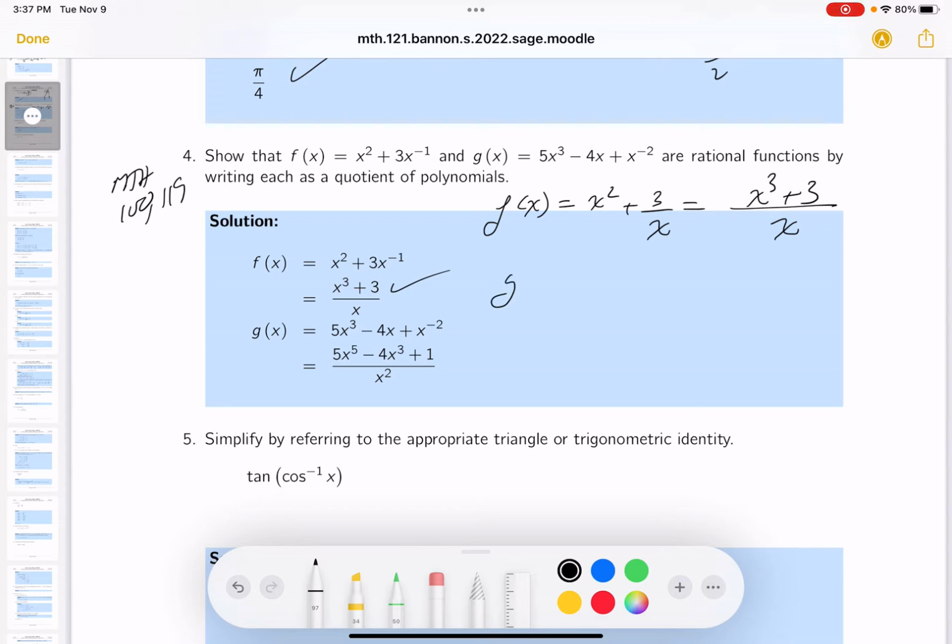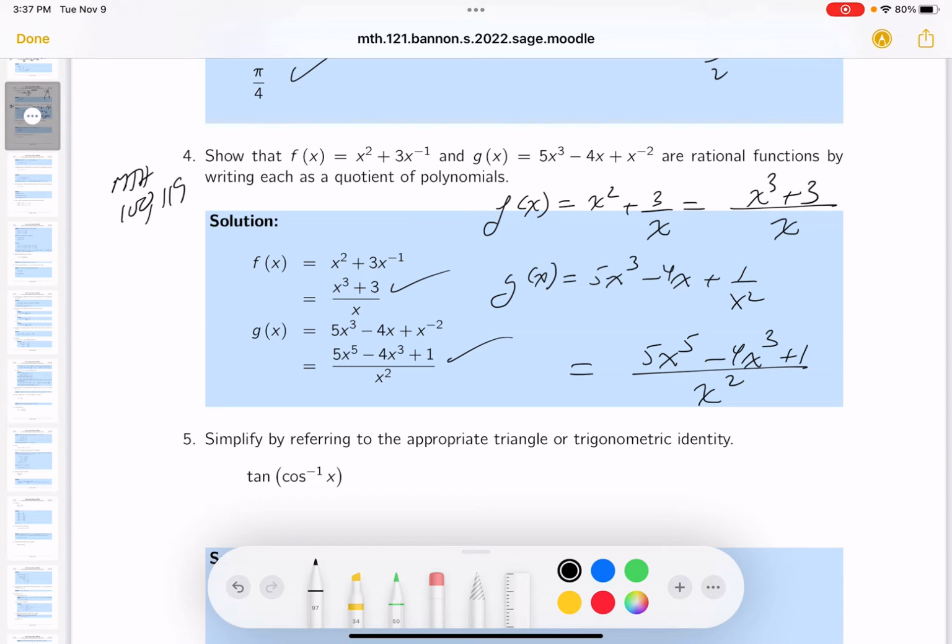Now let's do g. And what's g going to be? Well, 5x cubed minus 4x plus 1 over x squared. I'm going to write this as a ratio. That's x squared, 5x to the fifth minus 4x cubed plus 1.